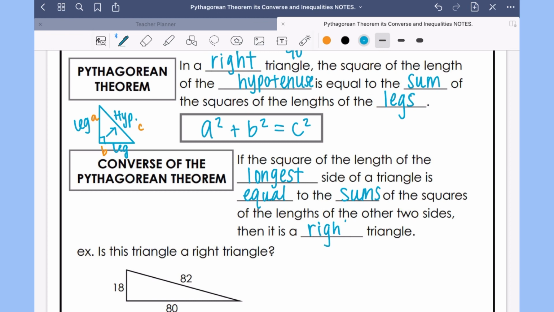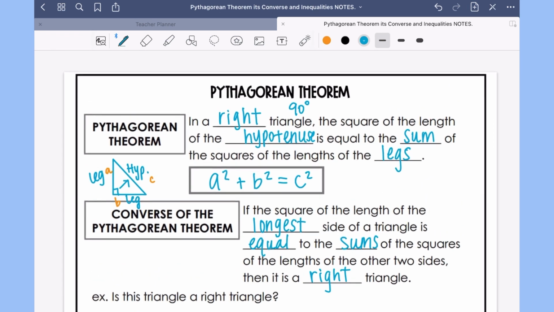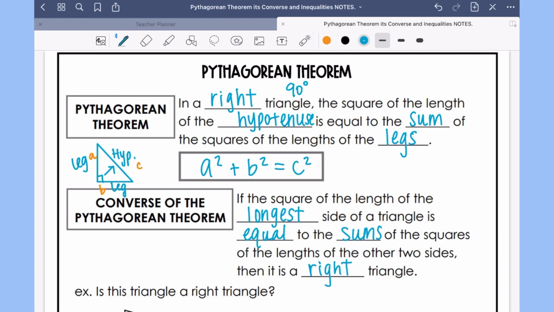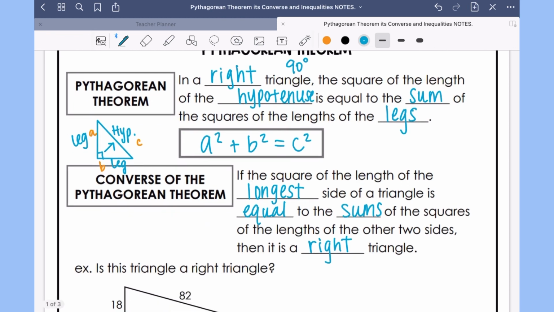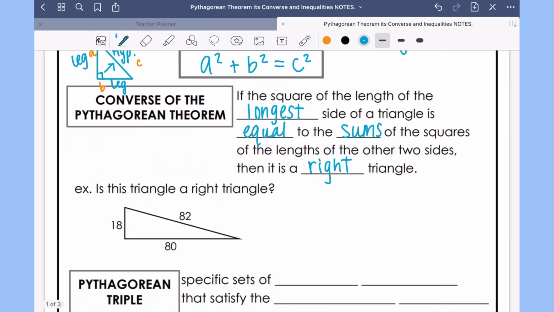Okay. So basically, these two theorems go vice versa. If you have a right triangle, then you have the Pythagorean theorem. And if you have the Pythagorean theorem, that means you're working with a right triangle. So it's just a back and forth thing, mainly. And it's good to know this because we're going to be classifying triangles. So let's get started with that.